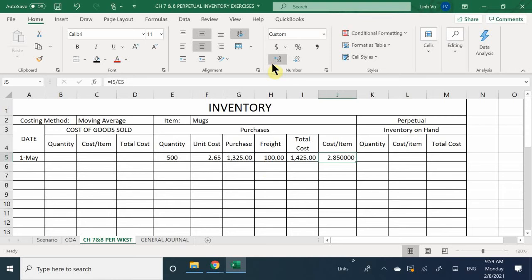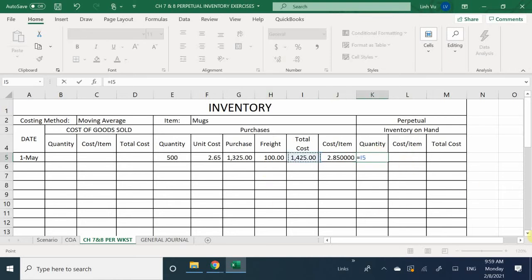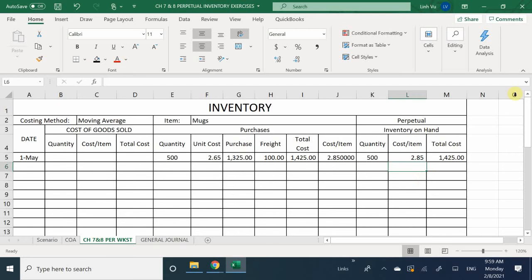I calculated it. It is $2.85 even. So I'm going to transfer this piece of information into my inventory on hand. I need to make sure that my formula is now in my cost per item, because this number is what we're going to be constantly calculating. Okay, good.